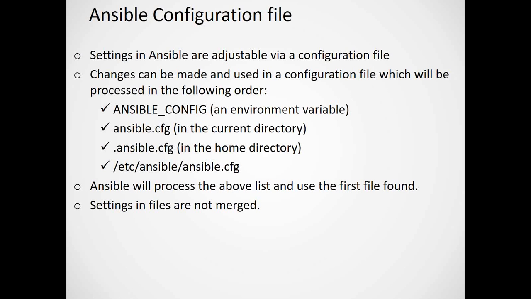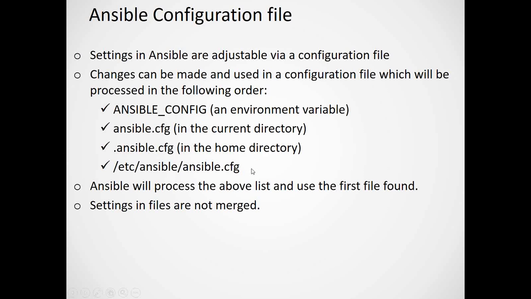Suppose it is not available in your current directory either, then it will go to the home directory of the user as whom you have invoked Ansible, and in the home directory, if there is a file called ansible.cfg available, then it will use this. Suppose you do not have a file under your home directory either, then the last thing it will do is pick up from this particular location, which is the default.